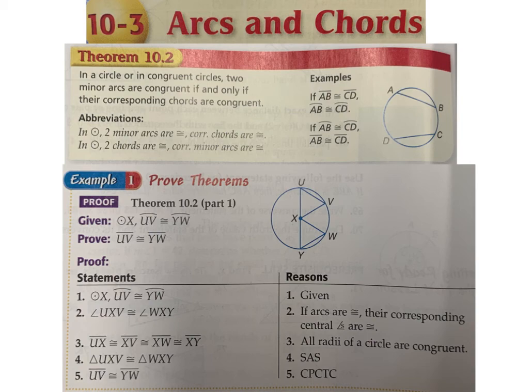You're given the circle and these two arcs that are congruent, and then they use corresponding angles are congruent. They use that the radii of a circle are congruent, so then they use side angle side, and then they show you that the chords themselves must also be congruent. You will not have to prove it, but that is what the proof looks like.